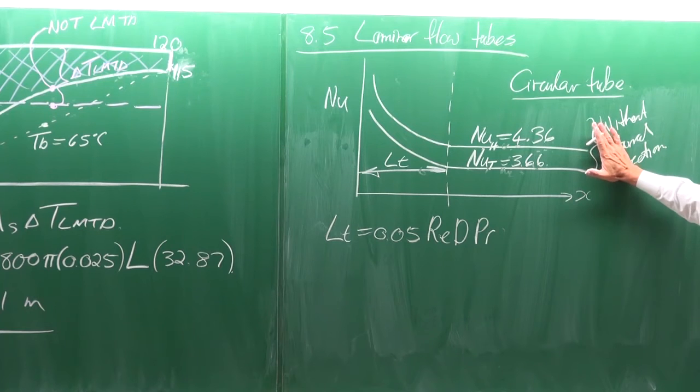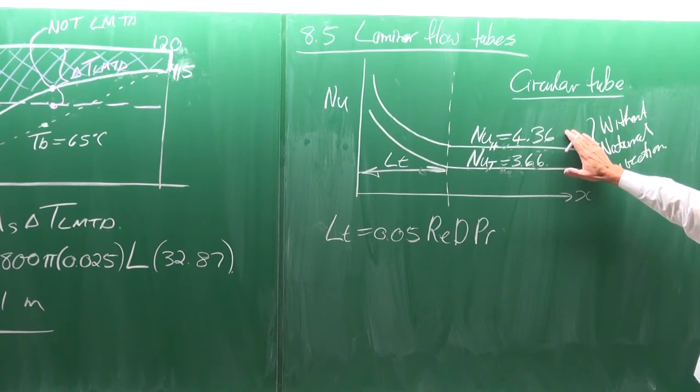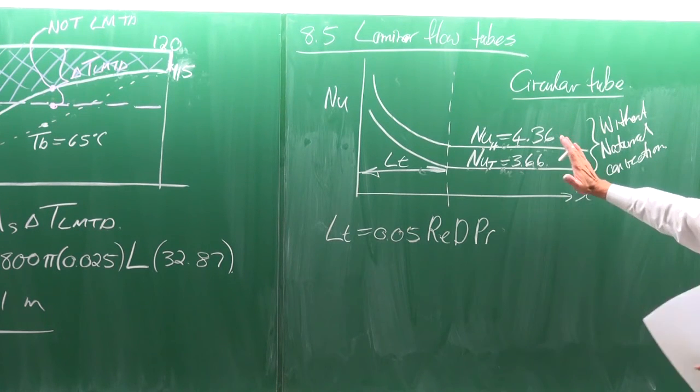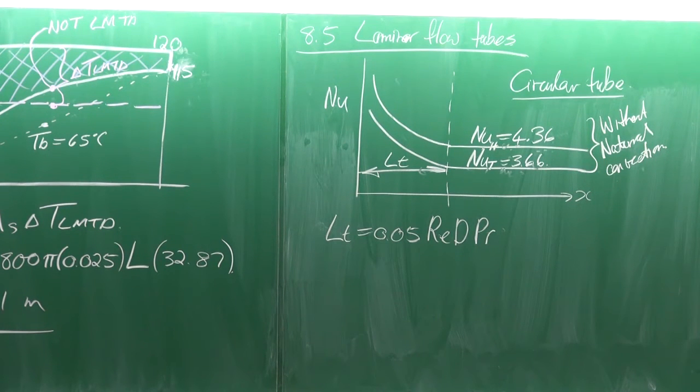As a matter of fact, in a lab, it is very difficult to get this Nusselt number, 4.36. Why? Because of the natural convection. The moment you do the heating, there's temperature differences, there's buoyancy effects, and you start getting secondary flow. Okay. So it's very difficult to get that, but you can get very close to that.